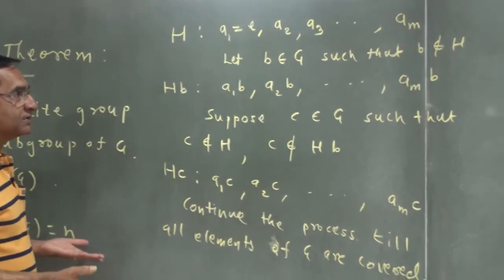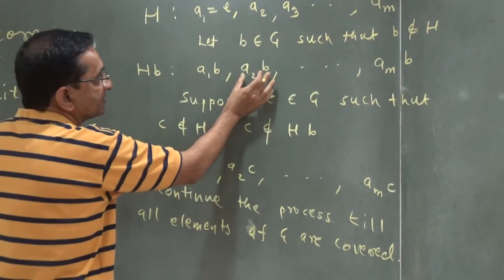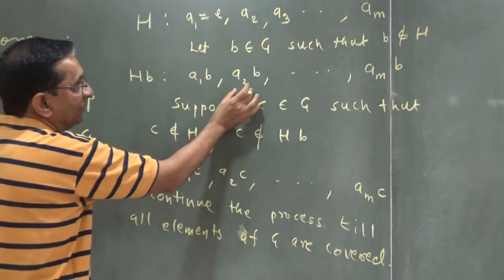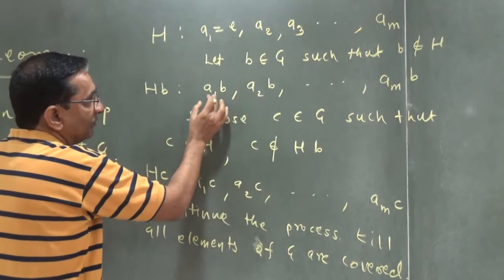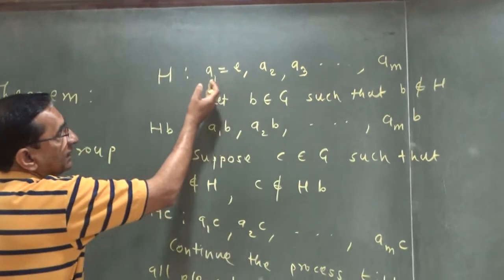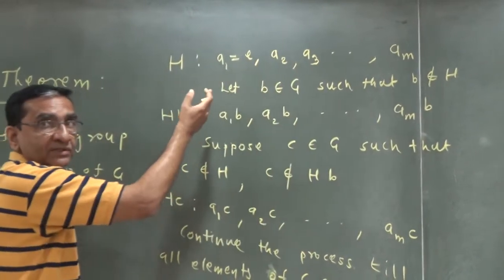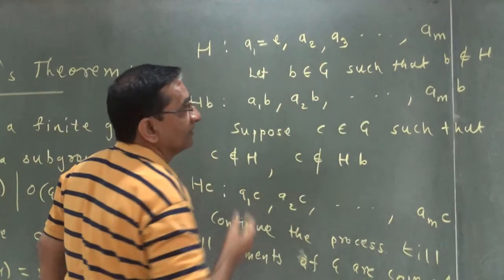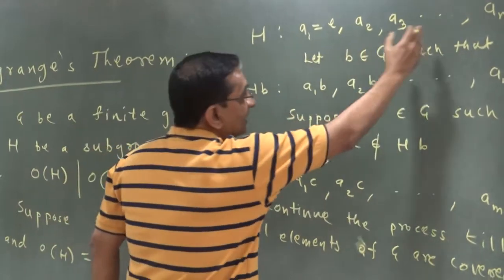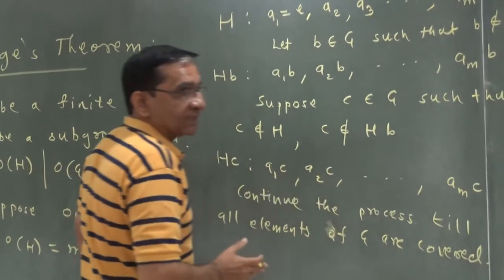Is that obvious? Because H is a subgroup, okay, and G is a group. If I take some elements, suppose A1B and A2B, then suppose A1B is equal to A2B, then A1 is equal to A2. But then that means, okay, A1 is not equal to A2. We already know this because elements of H are distinct. So once the elements of H are distinct, elements in any row are also distinct.